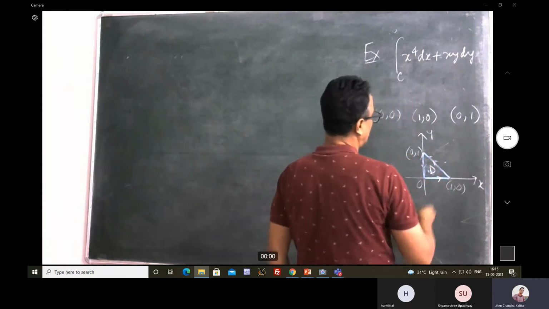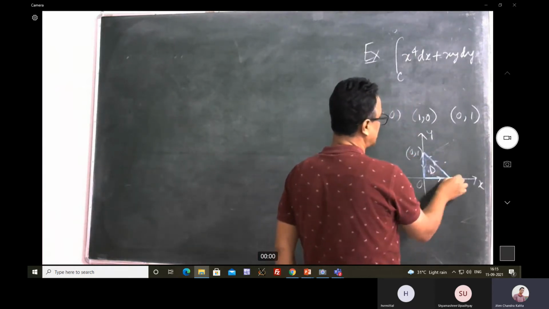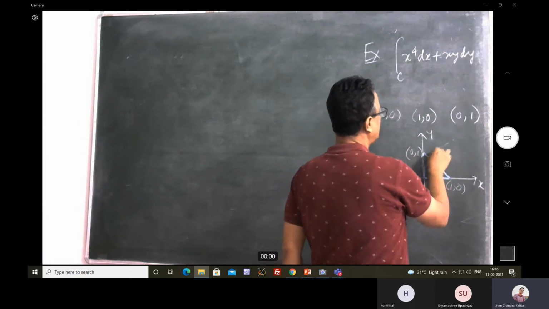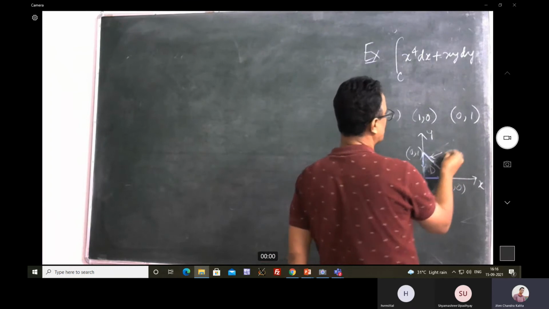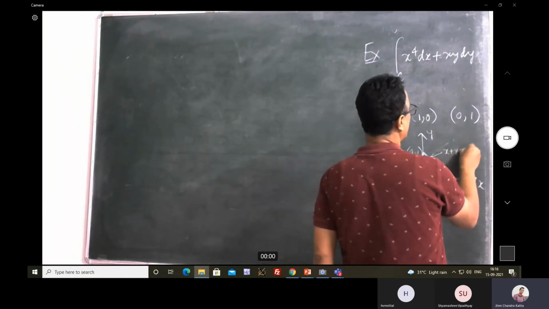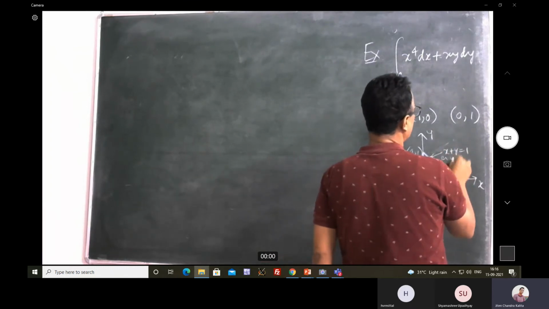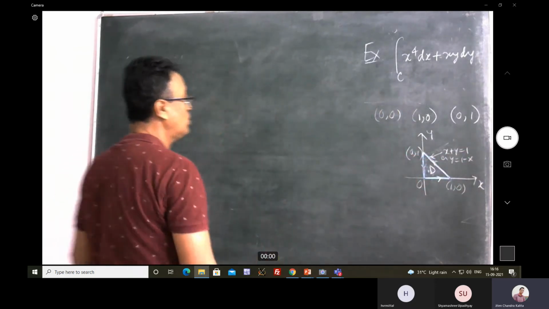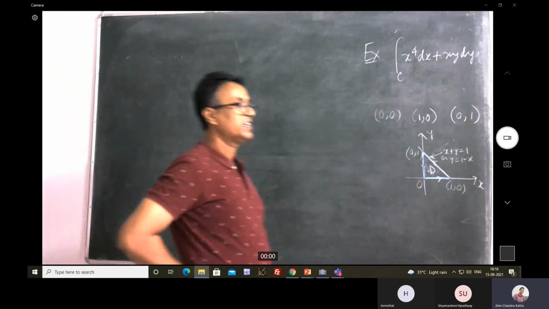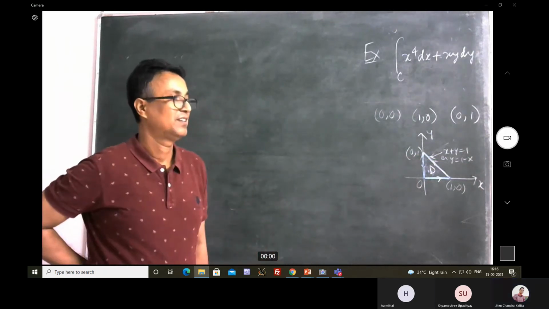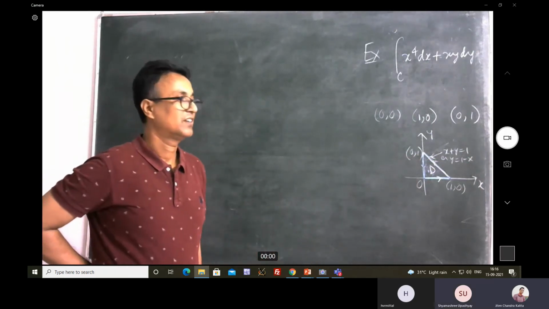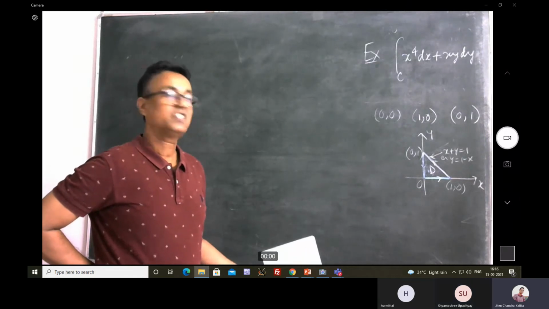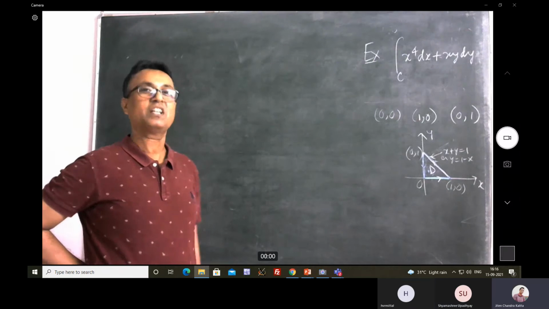Here the intercept is 1 on both axes, so the equation of this side is x plus y equals 1, or y equals 1 minus x. Obviously this is both a type 1 and type 2 region. It is a simple region and can be expressed as both.